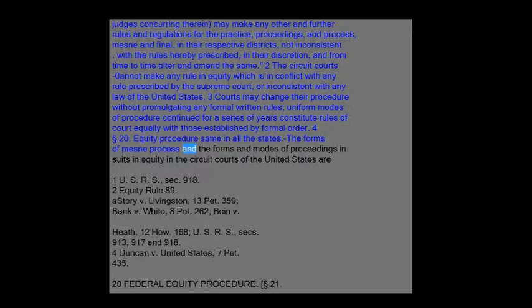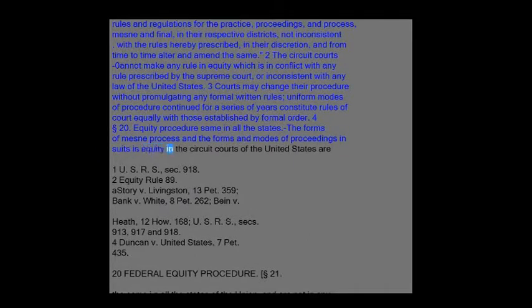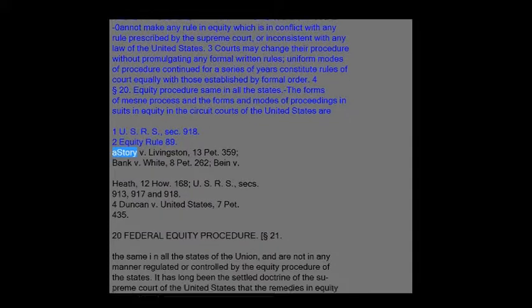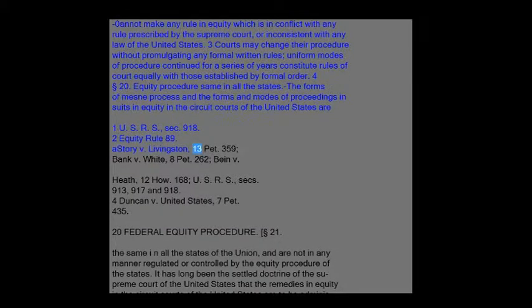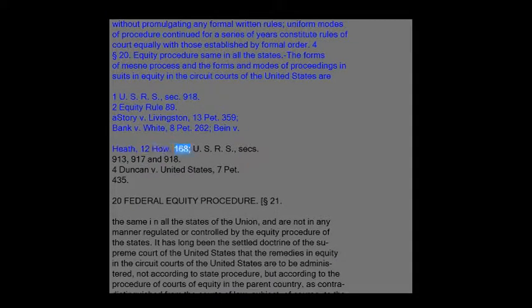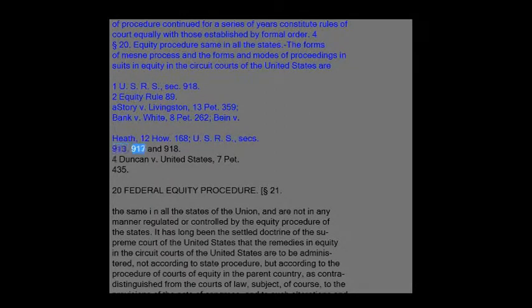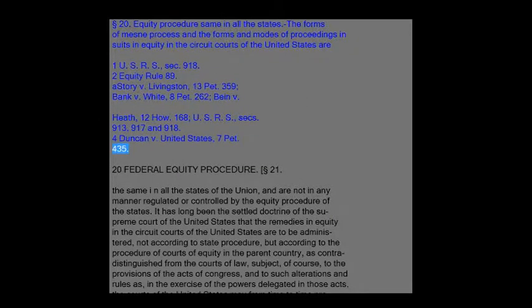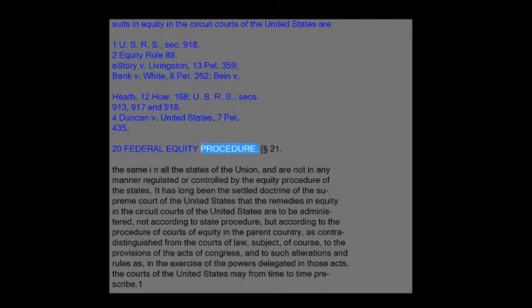The forms of mesne process and the forms and modes of proceedings in suits in equity in the circuit courts of the United States are the same in all the states. 1 U.S.R.S., 2nd 918. 2 Equity Rule 89. Story v. Livingston, 13 Pet. 359. Bank v. White, 8 Pet. 262. Bean v. Heath, 12 How. 168. U.S.R.S., 6, 913, 917 and 918. 4 Duncan v. United States, 7 Pet. 435. 20 Federal Equity Procedure.